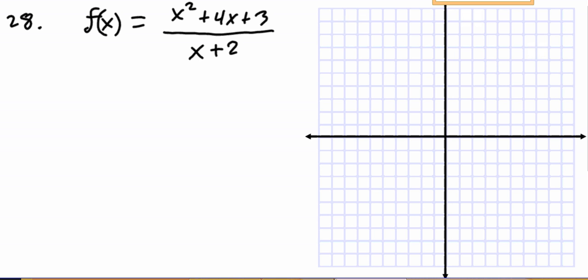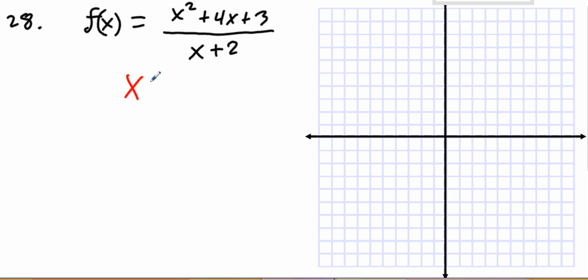We graph rational functions. First thing you want to do is check to see if the top factored, because if it does, there might be a removable discontinuity. So let's factor the numerator.